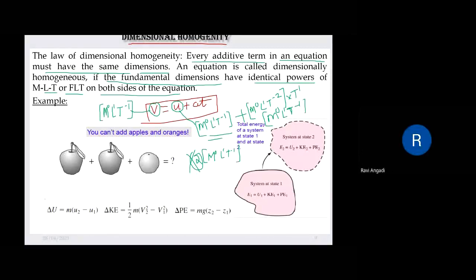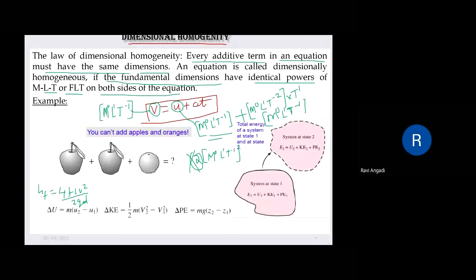Even you can check this one, the formula called Darcy's friction equation. What is that equation? hf equal to 4fLV square by 2gD. You can check whether this equation is correct or not just by writing the dimensions.